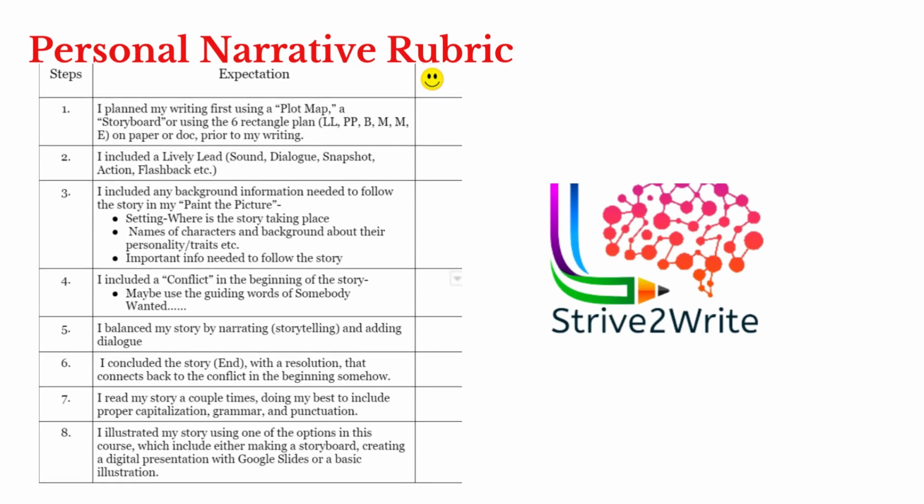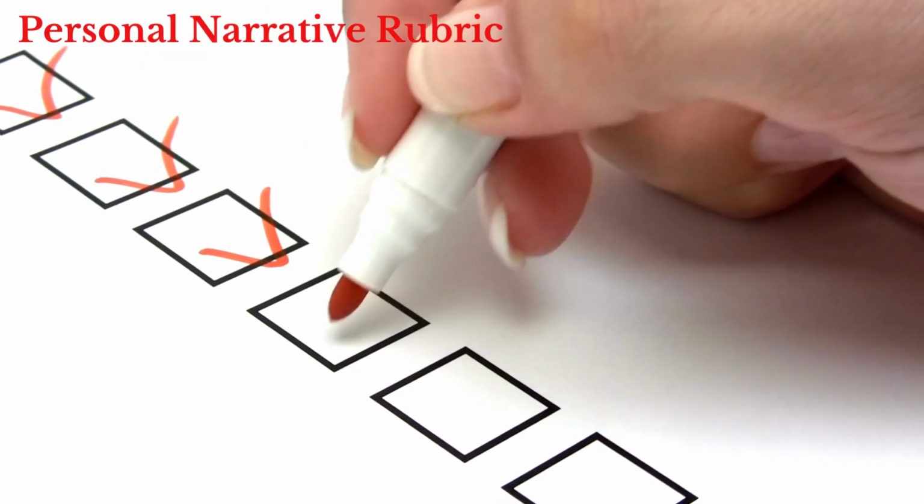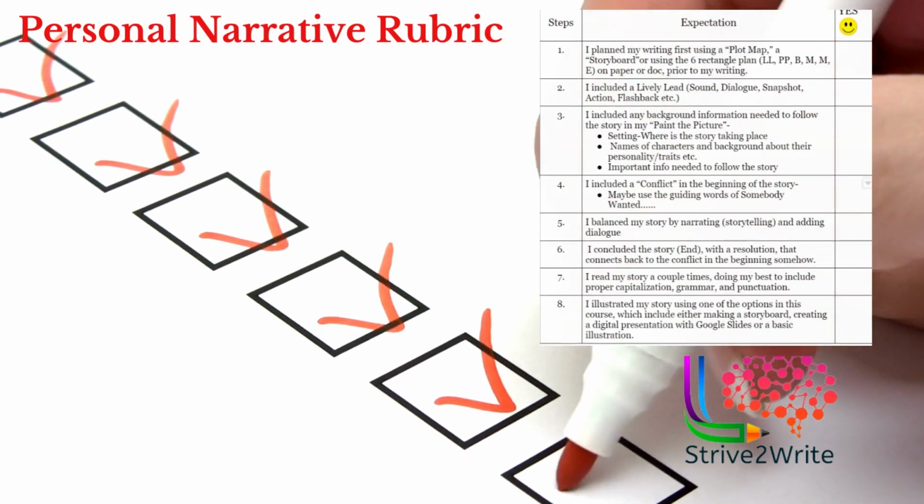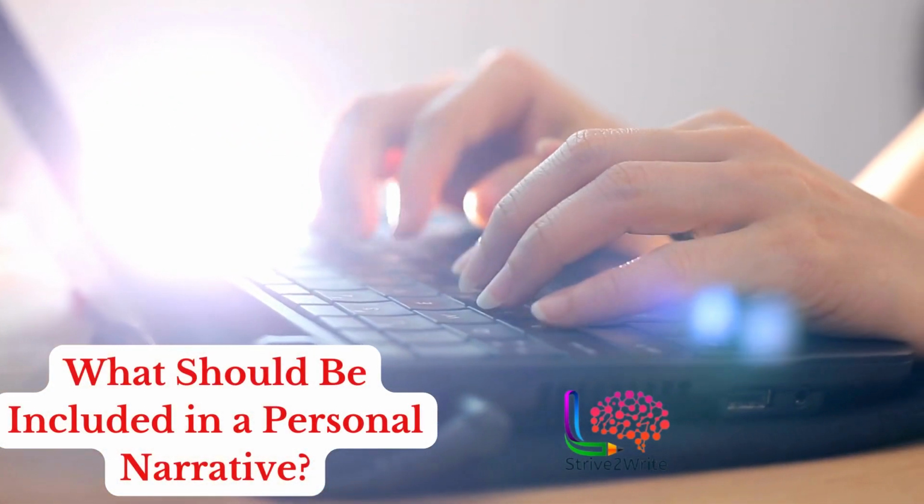Here is an example of a personal narrative rubric. A rubric is a guide for what you should include in an assignment. As outlined in this rubric, you will want to include all of these things in your personal narrative. So, what should be included in a personal narrative?